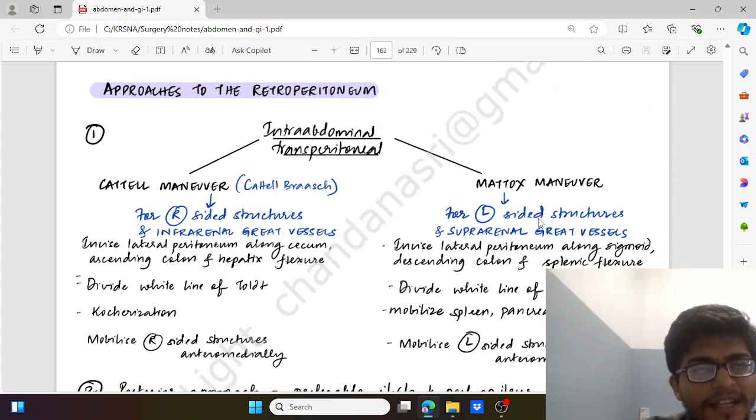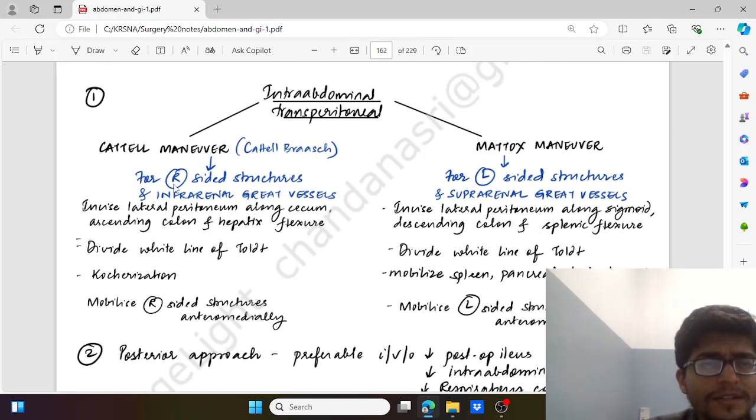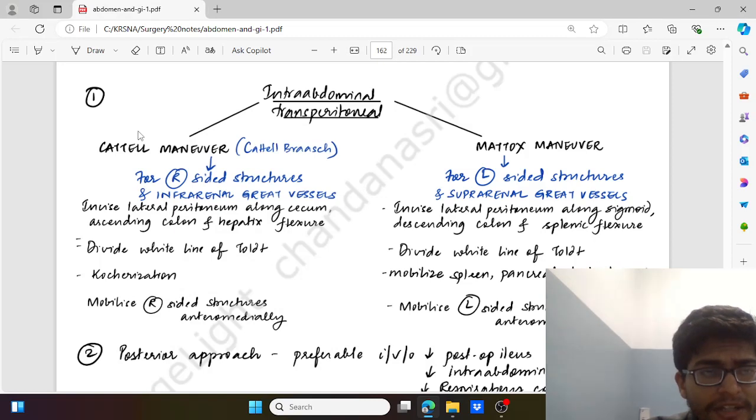Now considering the approaches for the retroperitoneum. So first and foremost is the intra-abdominal or transperitoneal approach. For considering the right-sided structures, we have the Cattell-Braasch maneuver, which is for the right-sided structures and the infrarenal great vessels.